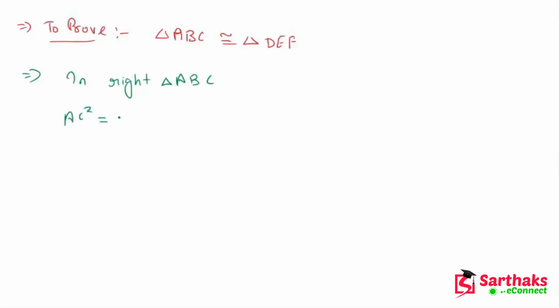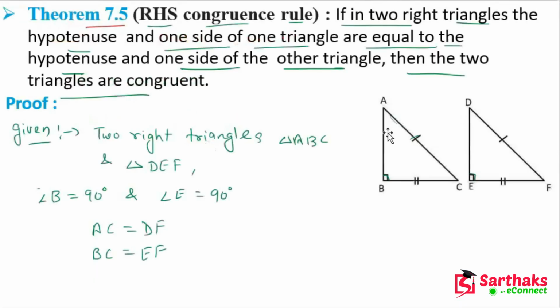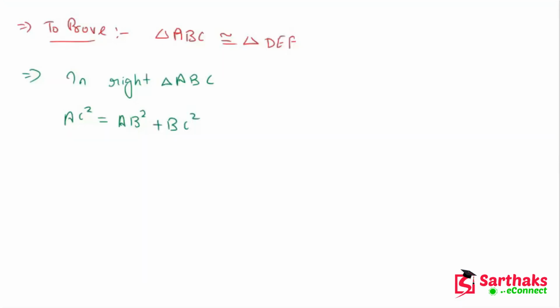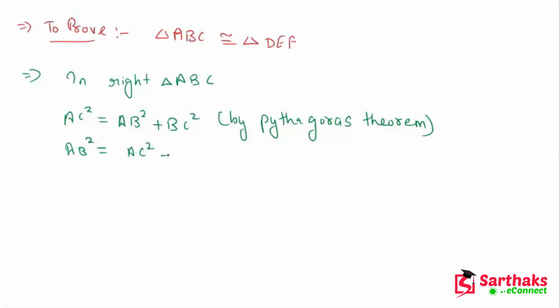AC square is equal to AB square plus BC square. This is by Pythagoras theorem. So from this we can find AB square is equal to AC square minus BC square. So this is equation number 1.